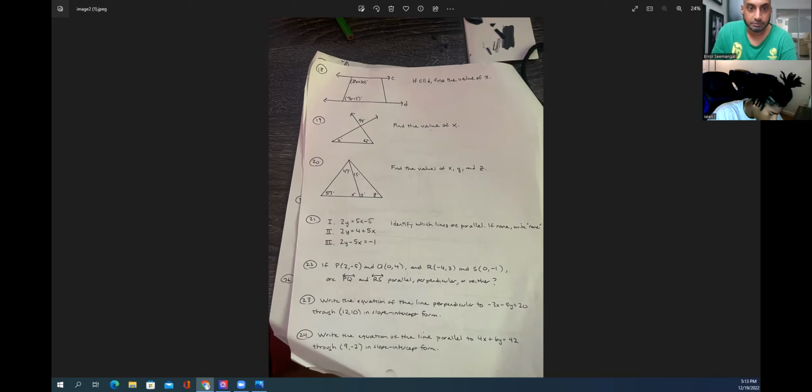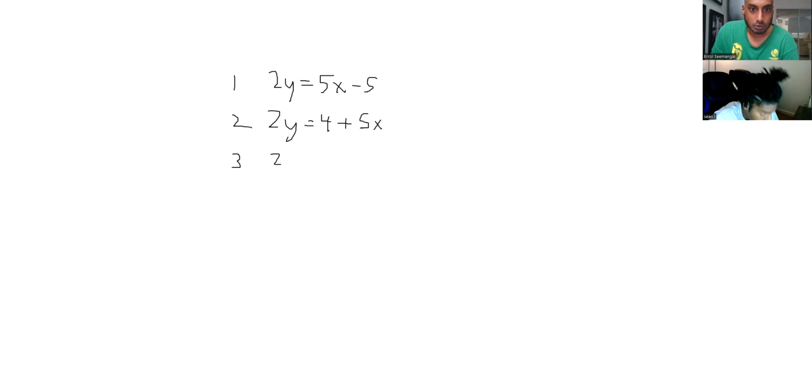Okay, just read them to me. So 2y equals 5x minus 5. Yeah, that's 1. What's 2? 2y equals 4 plus 5x. Right. Yep. And then 2y minus 5x equals -1. Yeah.